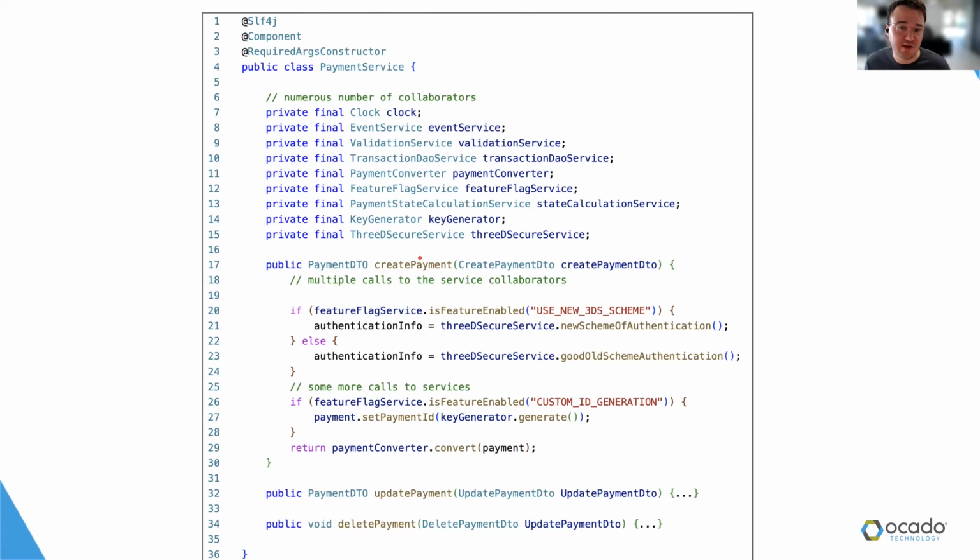Also, note the number of collaborators here. I have a bunch of services here: validation, transaction, DAO, converters, feature flag services, calculation services. So this high number of collaborators makes it really hard to reason about, and it makes it really hard to test. You know, it's like you need to read a file with 1,000 lines, and it becomes even harder to test, and for a variety of reasons, hard to evolve, to work in parallel.